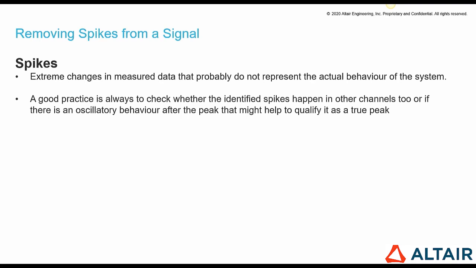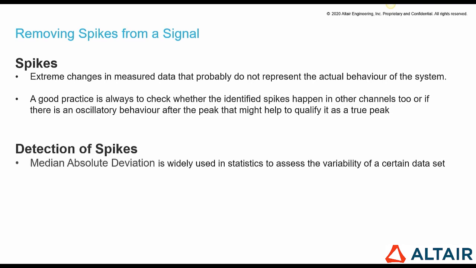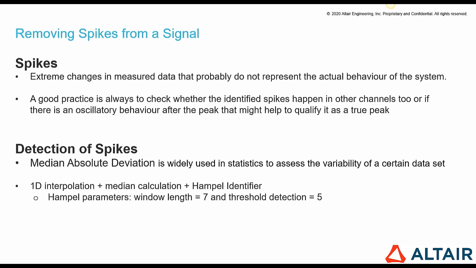A good practice is always to check whether these identified spikes happen in other channels too, or if there is an oscillatory behavior after the peak that might help to qualify it as a true peak. The measure median absolute deviation is widely used in statistics to assess the variability of a certain data set. And using math functions like 1D interpolation and median, it's possible to construct a robust median absolute deviation method to detect spikes using sample identifier.